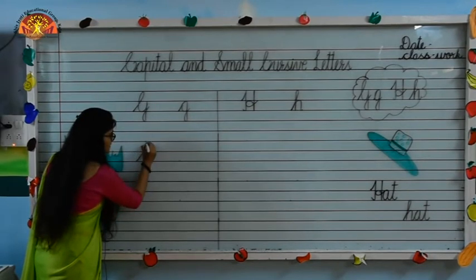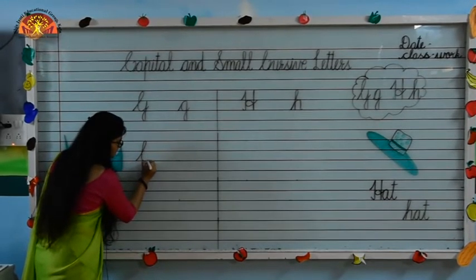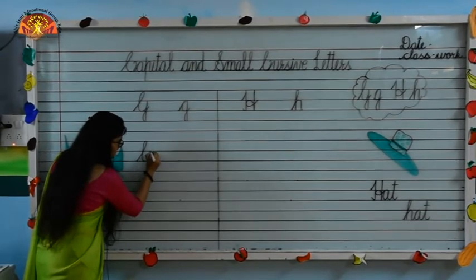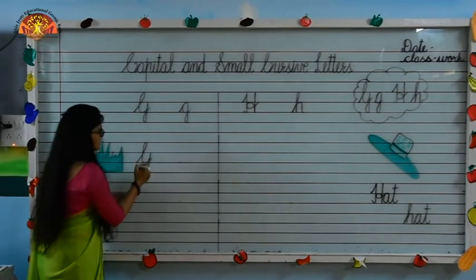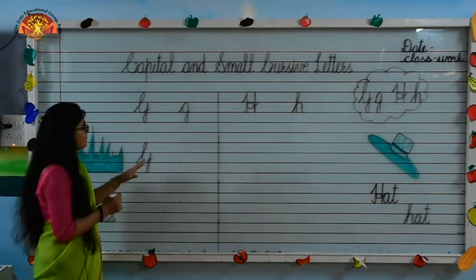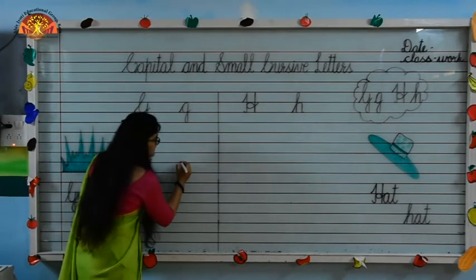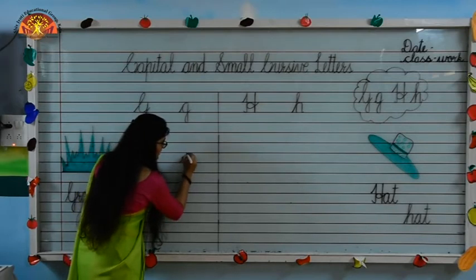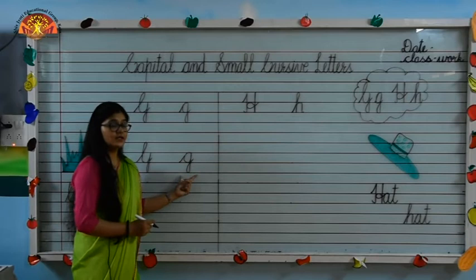Touch the first line, turn, moving down, touch the 3rd line, draw curve, again up, touch the 2nd line and moving down towards the 4th line and draw a small loop. This is capital cursive G. Now small cursive G. Put the pencil on the 3rd line, draw slanting line, touch the first line, again curve, moving up, touch the first line, 2nd line, moving down towards the 4th line and draw a small loop. This is small cursive letter G.